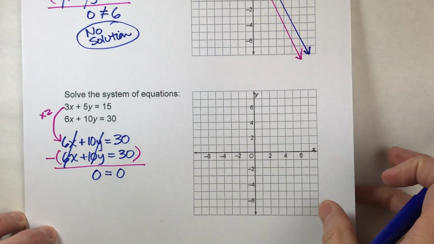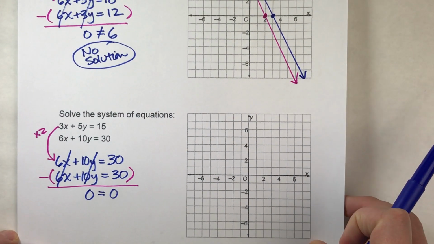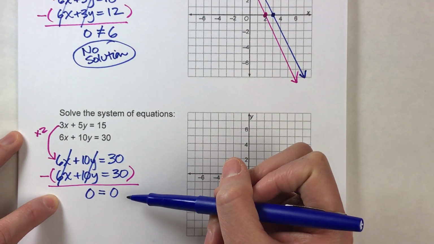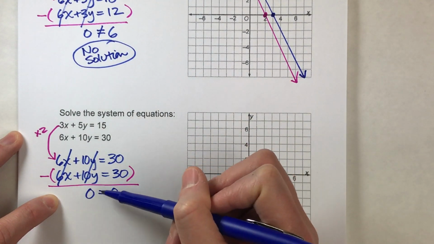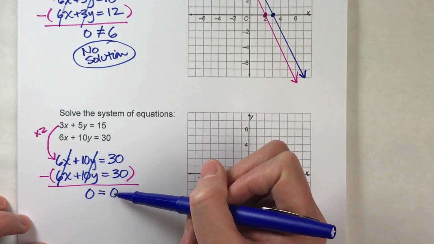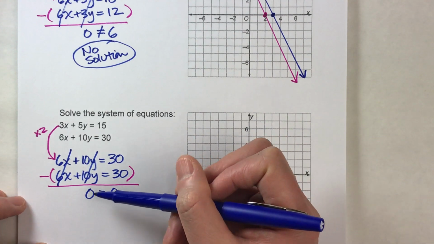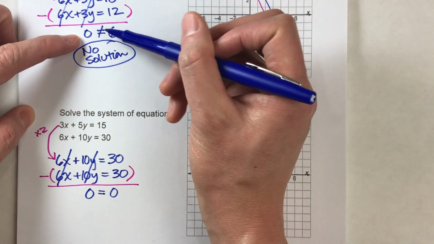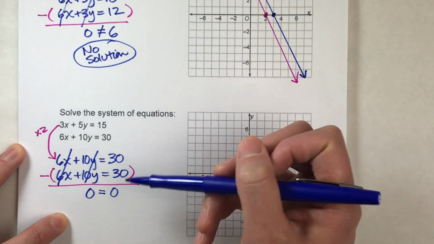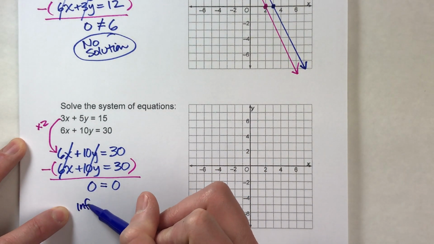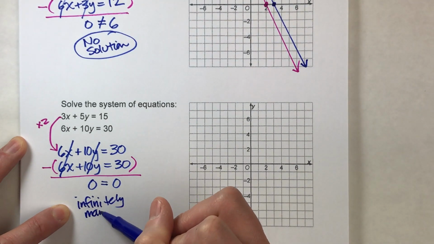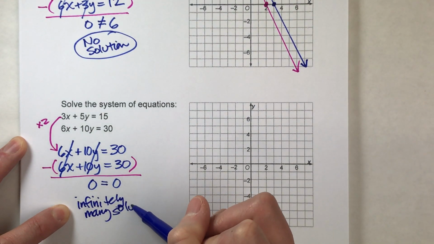So notice, in this situation again, we are left with an equation with no variables, but this time the equation we have is actually a true statement. 0 equals 0. That's true. 0 does equal 0, as opposed to up here, 0 equals 6, which is not true. 0 equals 0 is a true statement. So we can say that this has infinitely many solutions.